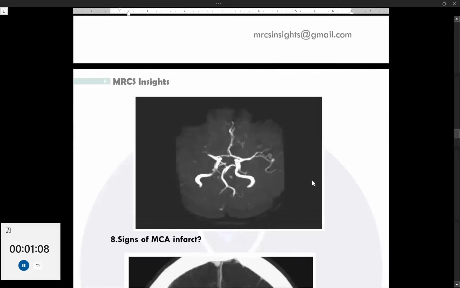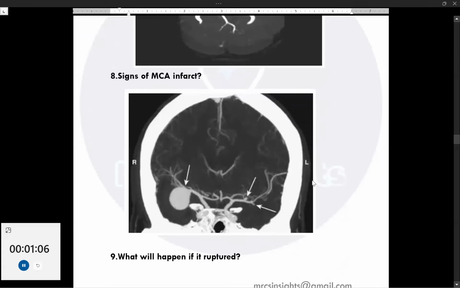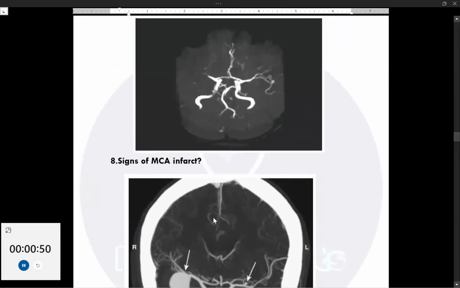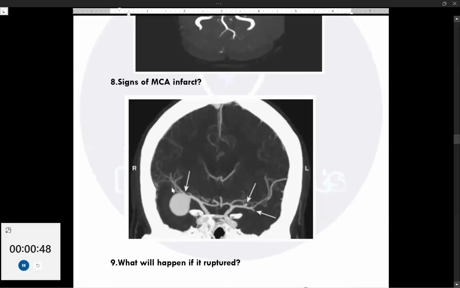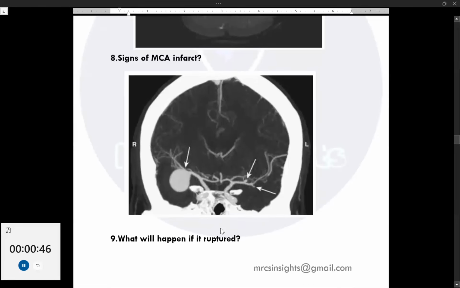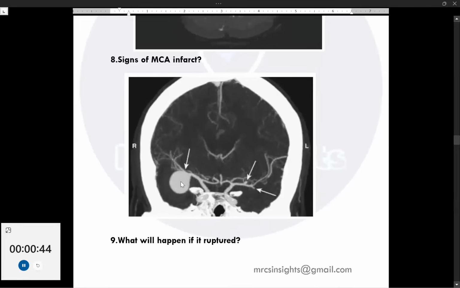Okay. And in this image, what can you see here? Ma'am, there is an aneurysm. In which vessel? Ma'am, in the right middle cerebral. Right middle cerebral. Okay. So what will happen if it gets ruptured? It will result in subarachnoid hemorrhage.